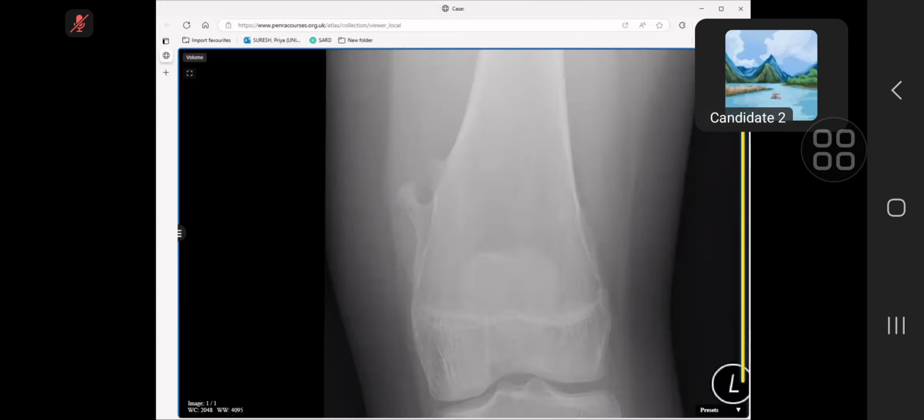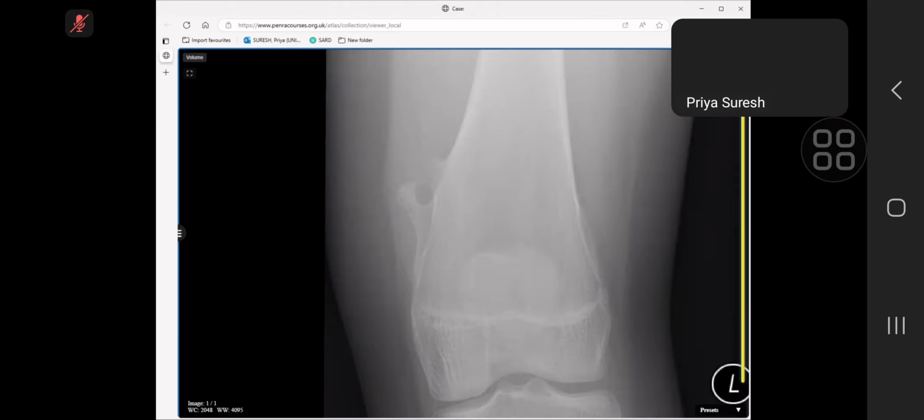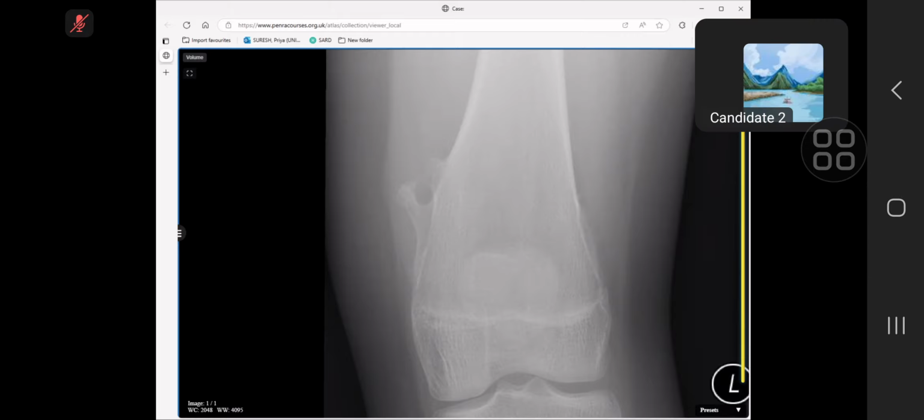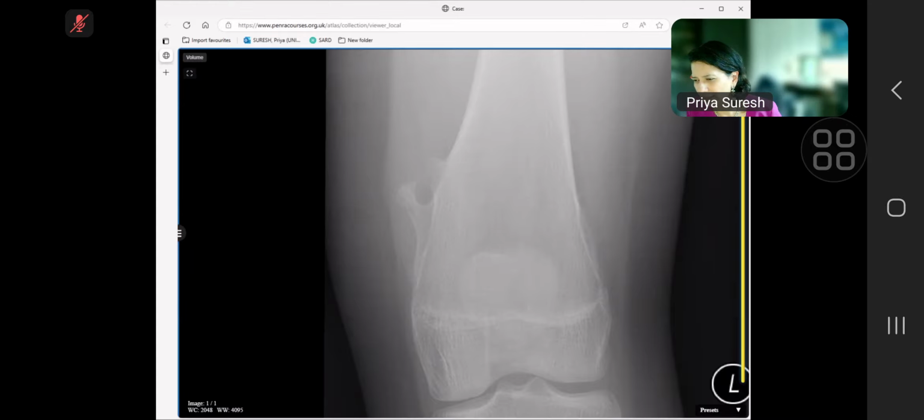Sarcomatous transformation. So what will you look for? I would look for a cartilaginous gap. More than 1.5 centimeter or 2 centimeter is abnormal. Okay, fine. I think the time is done.